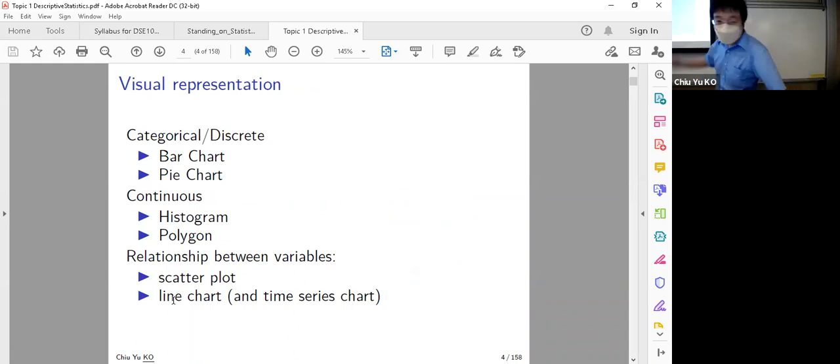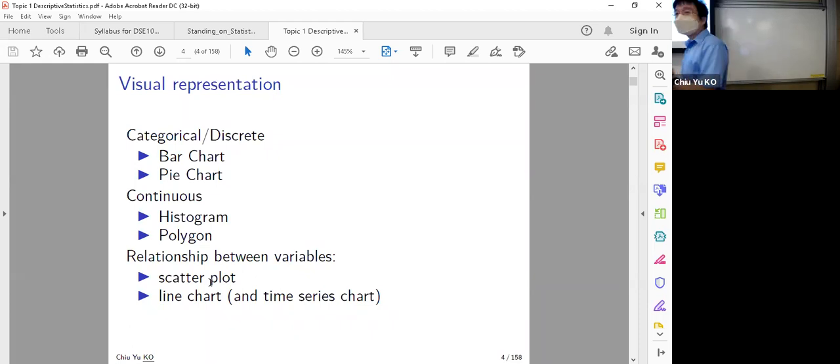And I'm not going to detail. I hope you know it from your high school. If you don't know, then just ask me, okay? Or ask the TA or read the textbook. When you try to represent categorical discrete data, you use a bar chart or pie chart. And when you count this data, you do a histogram or polygon, okay? And when you try to show the relationship between two variables, you use a scatter plot and line chart, okay?